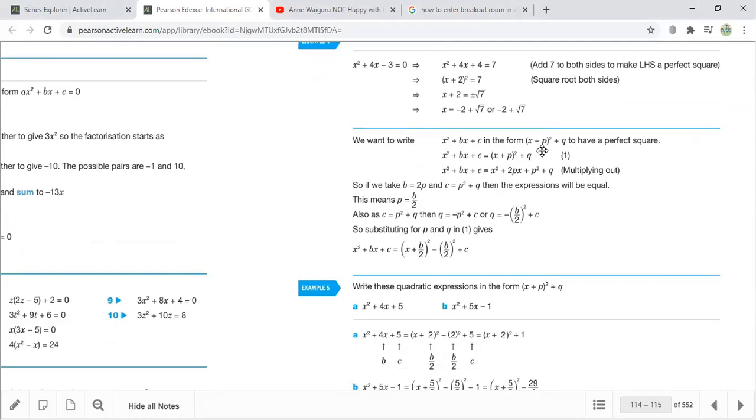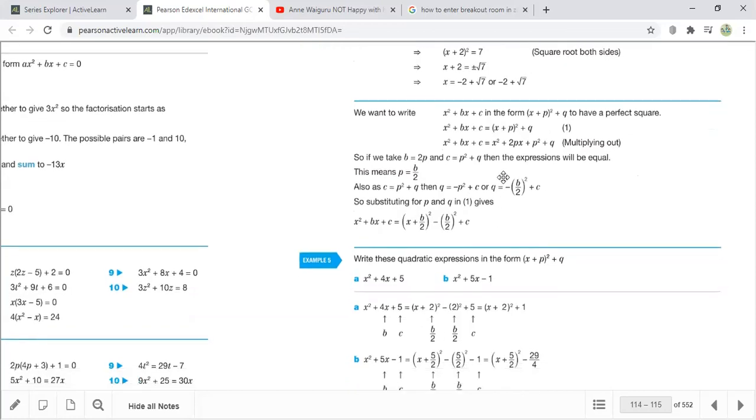P was 4 over 2, which is b over 2. So p was 4 over 2, and that gives you 2. So we got this in the form of x plus 2 squared in this case. Q was minus 7 to have a perfect square. This is done by writing x squared plus bx plus c as x plus p in brackets squared plus q. So when we work that out, we are going to get our final result as x is equal to plus or minus the square root of a number plus a constant.